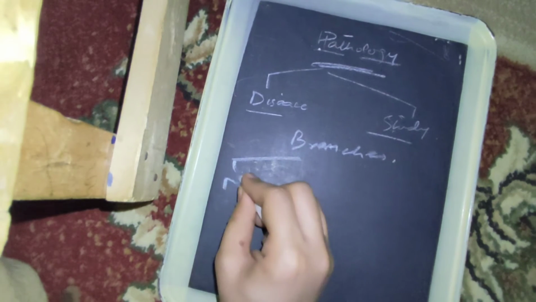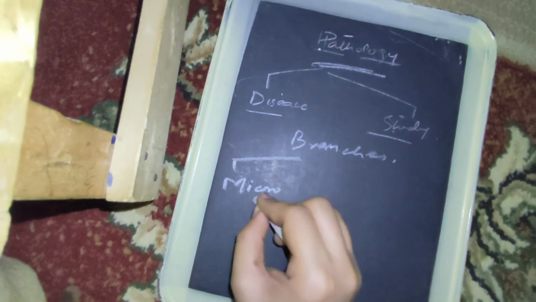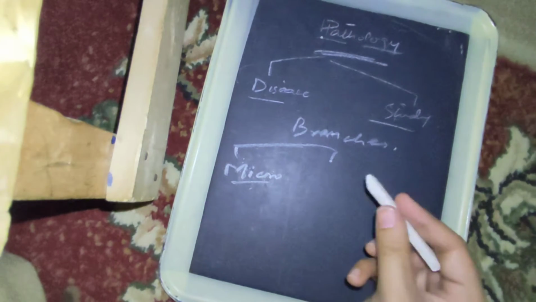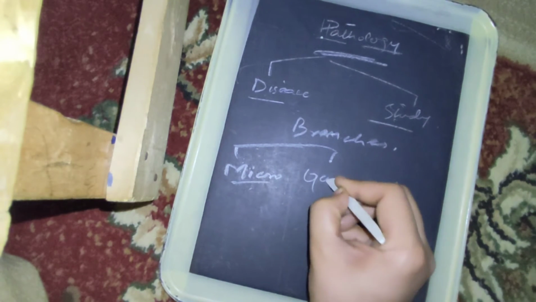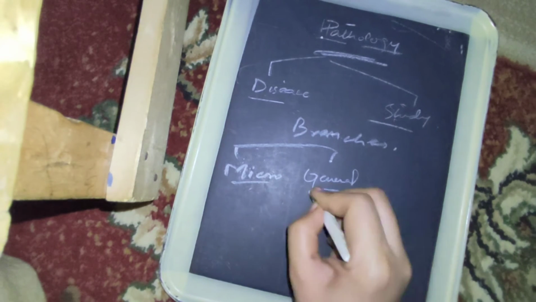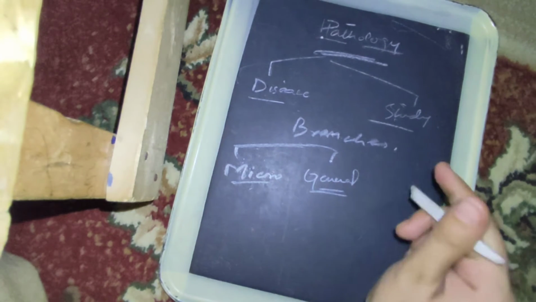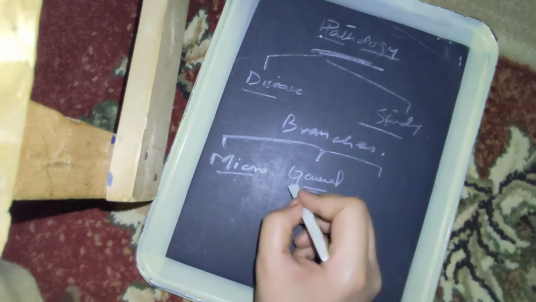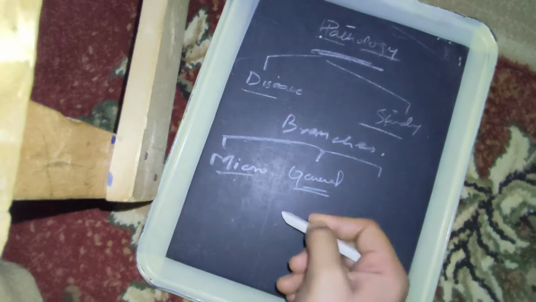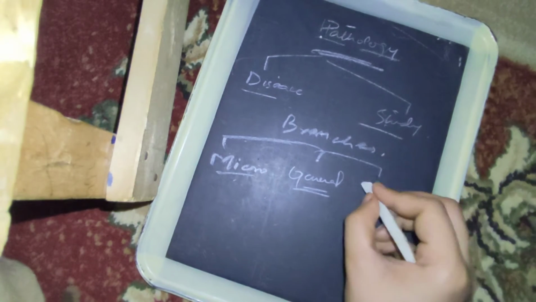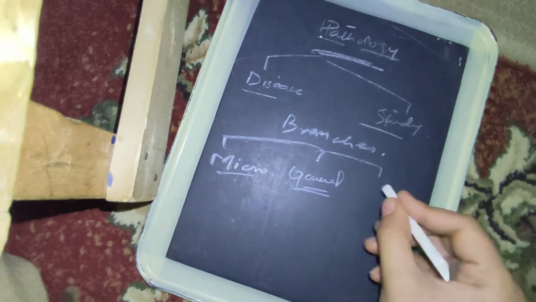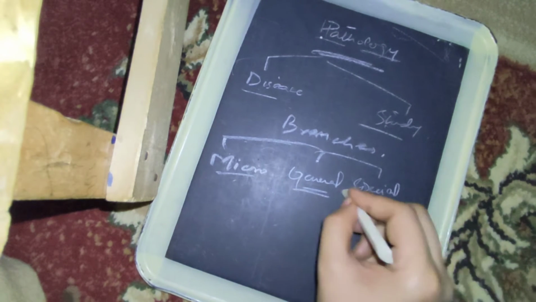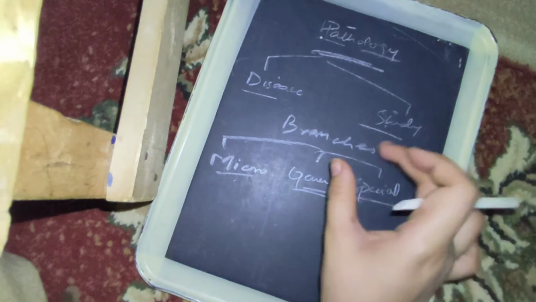Now after that we will do the classification or the branches. First branch is microbiology, in which we discuss the microorganisms that cause disease. Number 2 is general pathology, in which disease occurs to the cell and tissue. Histopathology is also included in general pathology. And third is special pathology, in which we discuss the disease in a specific organ.